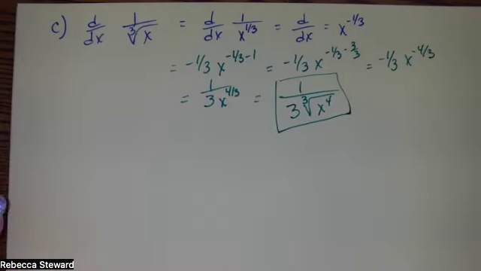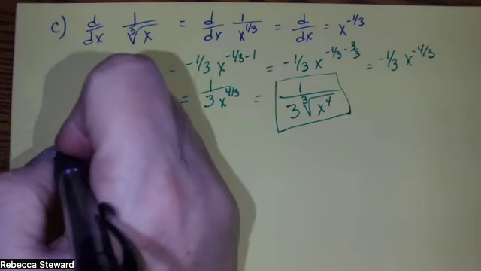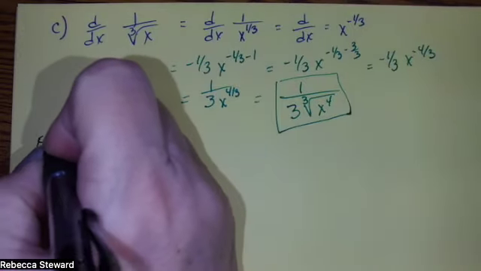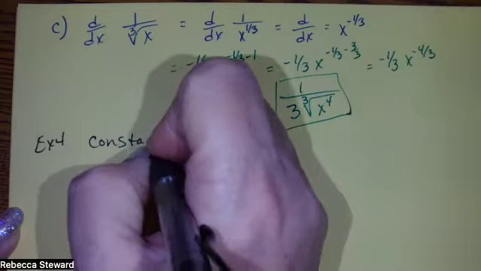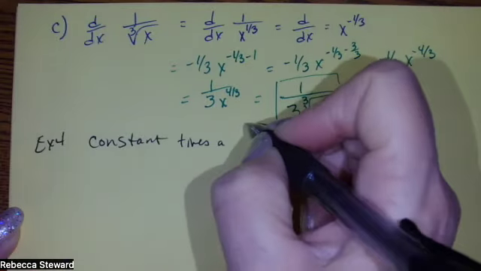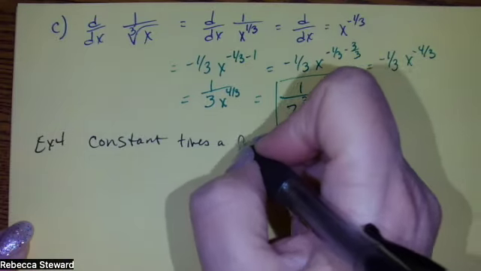All right, let's go look at example 4. We're looking at a constant times a function.